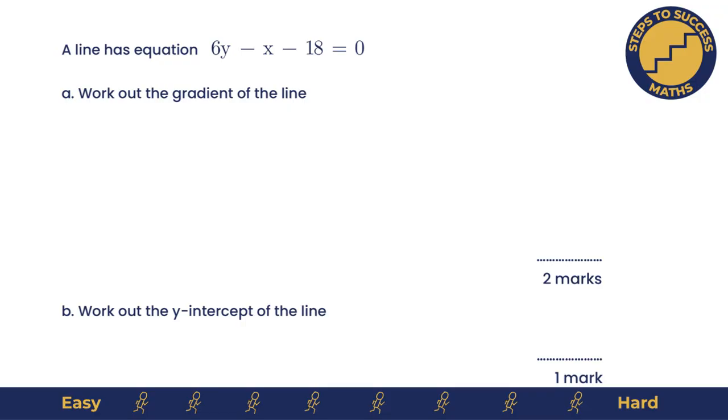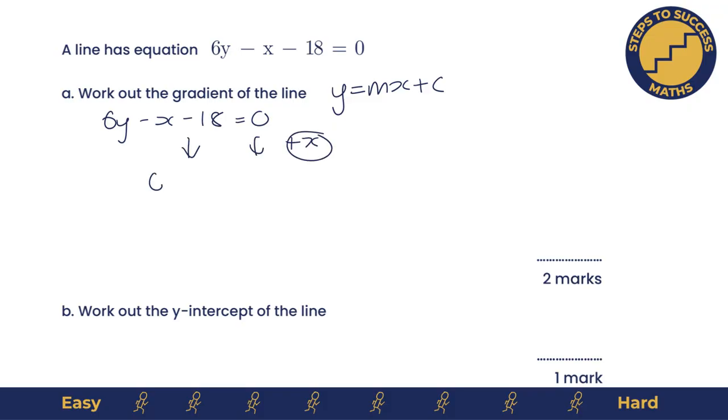A line has equation 6y minus x minus 18 is equal to 0. Work out the gradient of the line. So again, it needs to be in the form y equals mx plus c. So we are going to need to leave the y's on one side and get everything else to the other. So let's start by adding on x. 6y subtract 18 is equal to x. Now let's get rid of the subtract 18. So the opposite is add 18. 6y is equal to x plus 18.